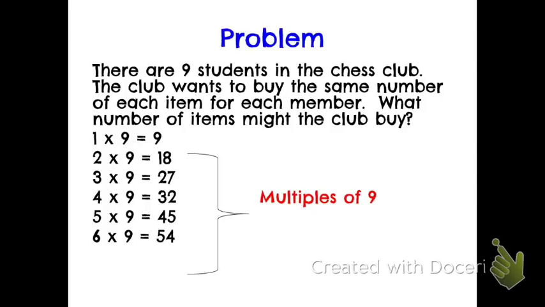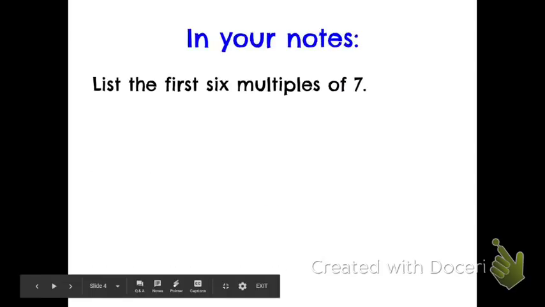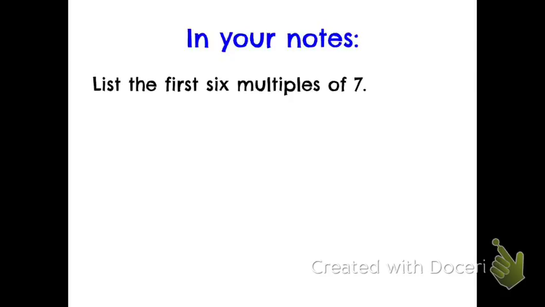Another way to think about it is that this club is only going to buy 1 item per student, but they don't know how many they're going to buy. Every time it has to continue to go up by 9, which is how multiplication works. And if you think about your multiplication charts, all of these numbers would be in the line on the multiplication chart. In your notes, I want you to go ahead and try this, listing the first 6 multiples of 7.